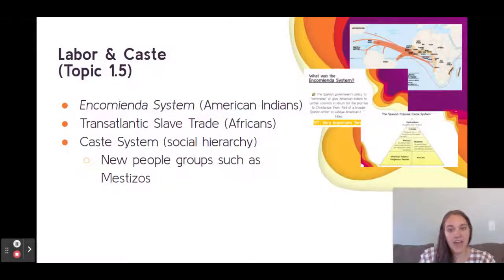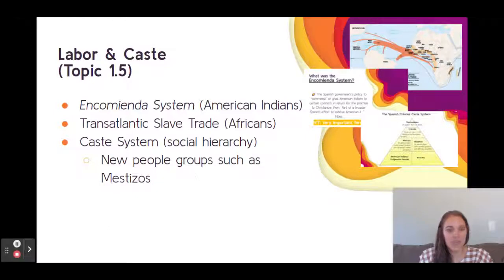Okay, topic 1.5 is really about the various labor and caste systems that developed. So the encomienda system is developed, and that one pretty much targeted the American Indians. It's supposed to be a mutually beneficial relationship in which the American Indians would provide labor and get to be converted to the Spanish, and then the Spanish would provide protection to the American Indians. But in reality, they needed the most protection from the Spanish. So that's the encomienda system.